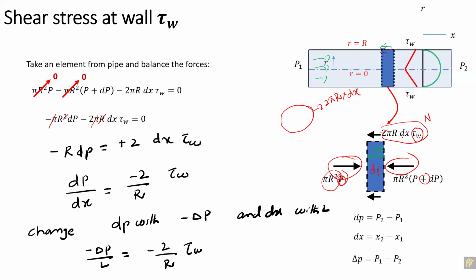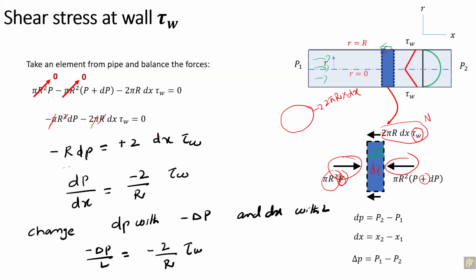And the same is the case with the shear stress force. So minus 2 pi r dx into tau wall shear stress is equal to 0. The P term will cancel out, so we only get minus pi r square into dP minus 2 pi r dx into wall shear stress. From here, we can cancel out pi r square and a single r and pi, so we get minus r dP is equal to plus 2 dx into tau wall shear stress. So from here, you can write dP by dx is minus 2 upon r times wall shear stress.